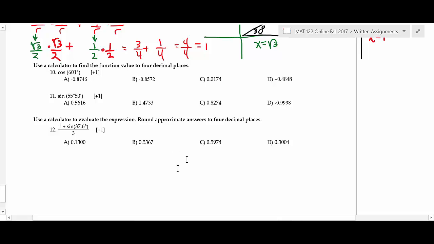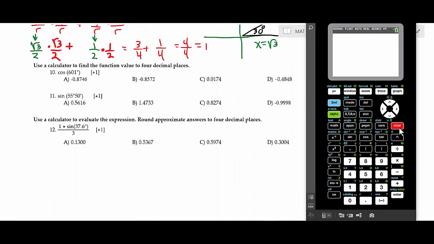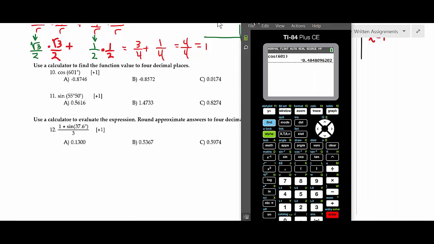The next thing we're going to do is just use a calculator to finish up here. I'm going to show you how you would do this on your calculator. We're going to do the cosine of 601 degrees. You want to make sure, if you press your mode button, that you're in degree mode. Then it's pretty simple. Just go cosine of 601 degrees, and then we'll round that off. I think you want to round it to 4 decimals according to this.